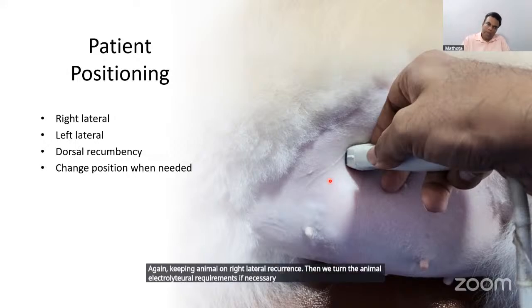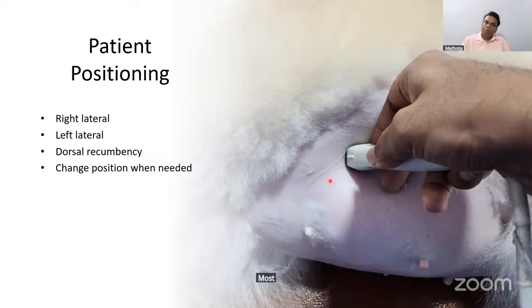Some animals will have to go into left lateral recumbency to find some organs. Otherwise, we can keep the animal in dorsal recumbency and do the ultrasound scan. But most of the time, you can do it with right lateral recumbency.